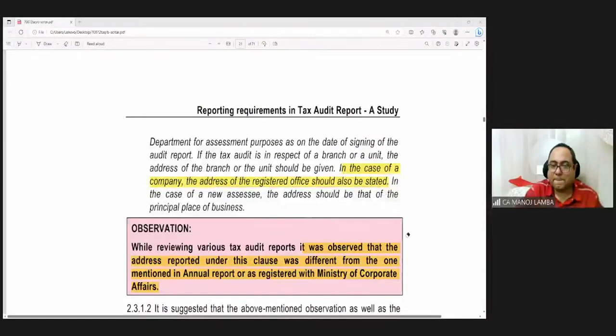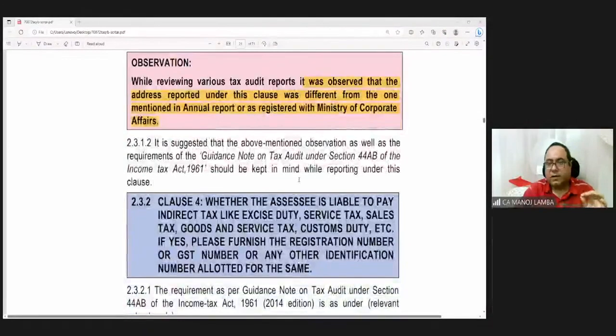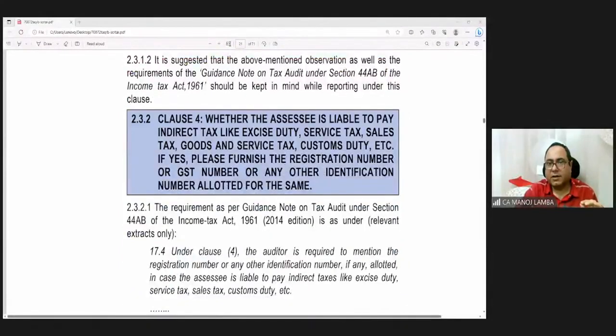Moving further, my dear friends. The next question, clause number 4. Clause number 4 deals with whether the assessee is liable to pay indirect tax, like excise duty, service tax, sales tax, GST, customs duty, etc. This is the first question the department is asking the auditor. The department is putting the responsibility on the shoulder of the tax auditor particularly, to verify whether that particular assessee you are auditing is liable to pay indirect tax.